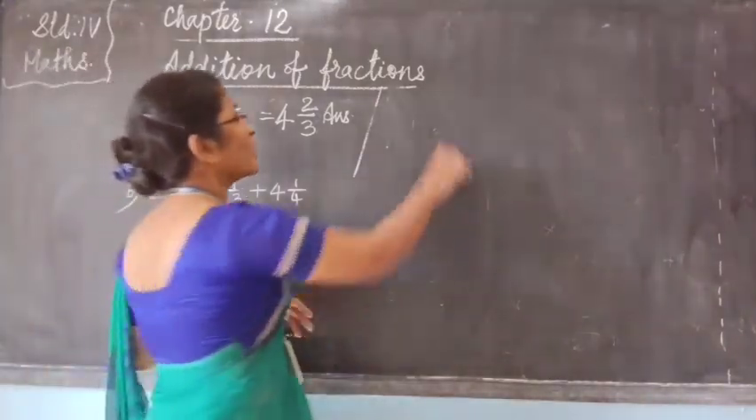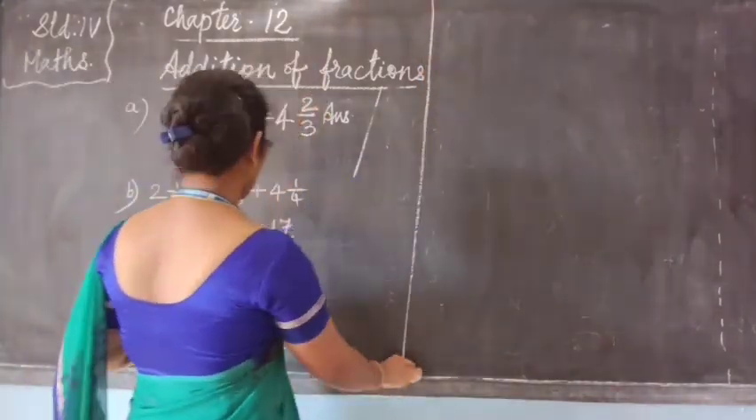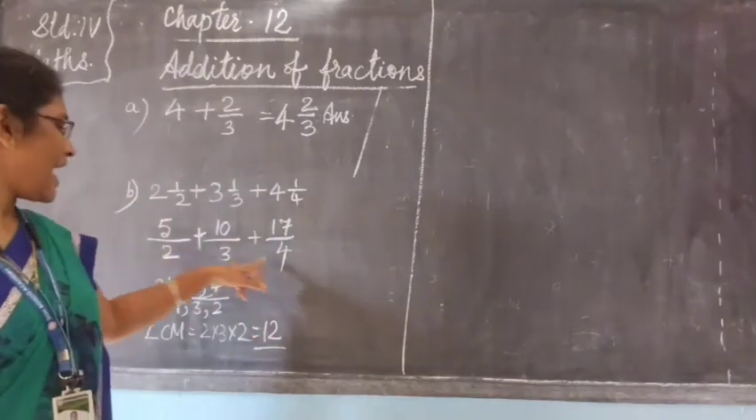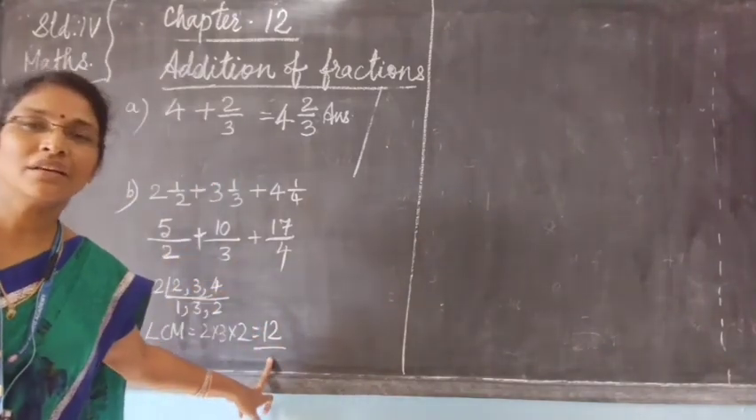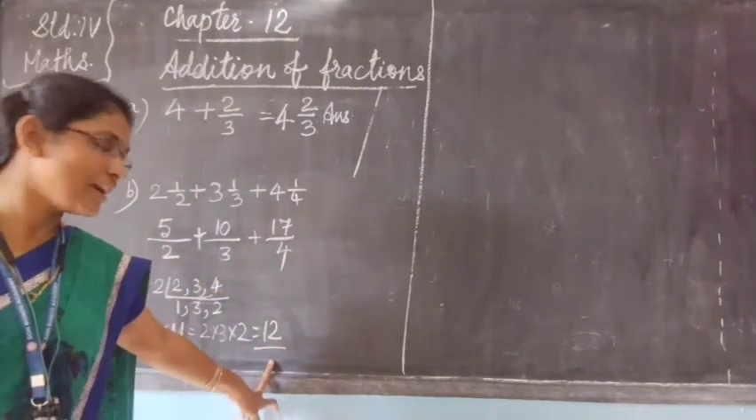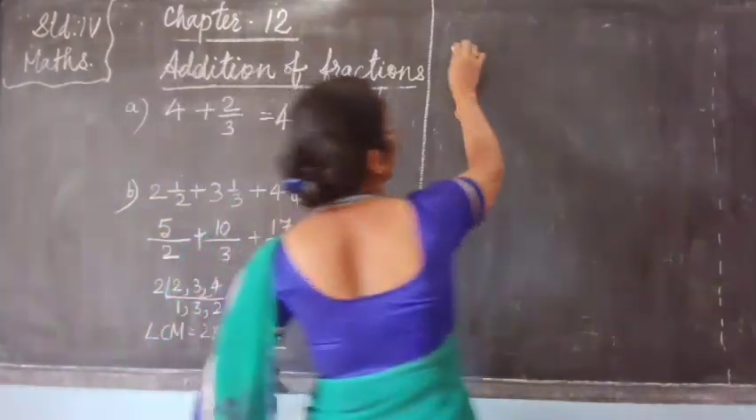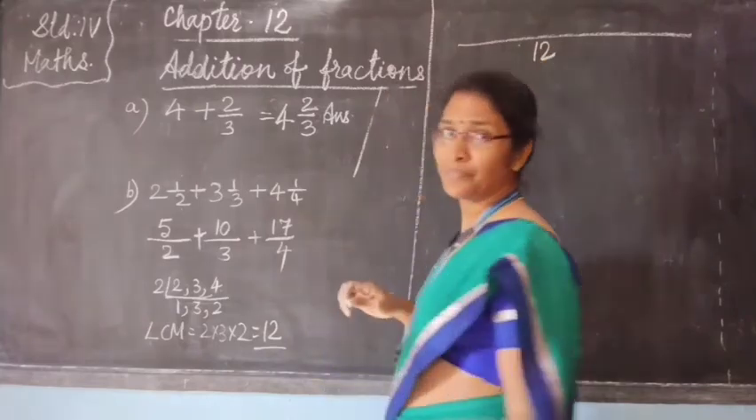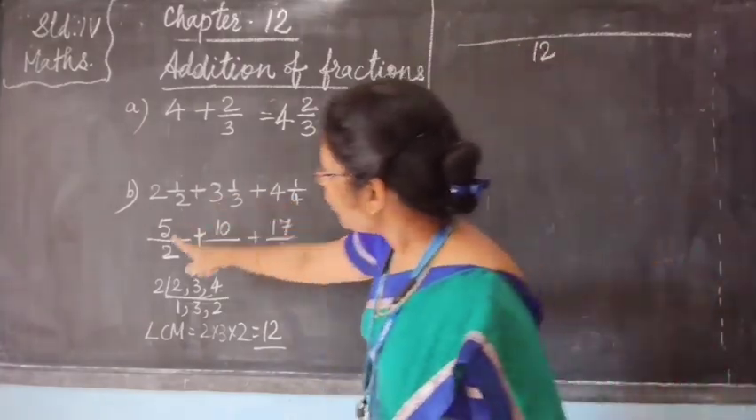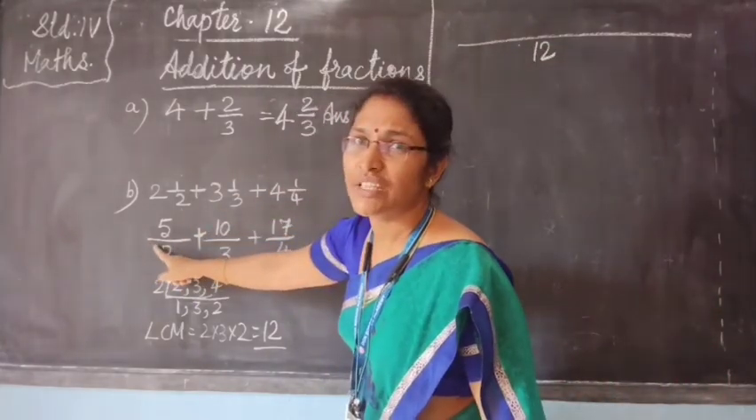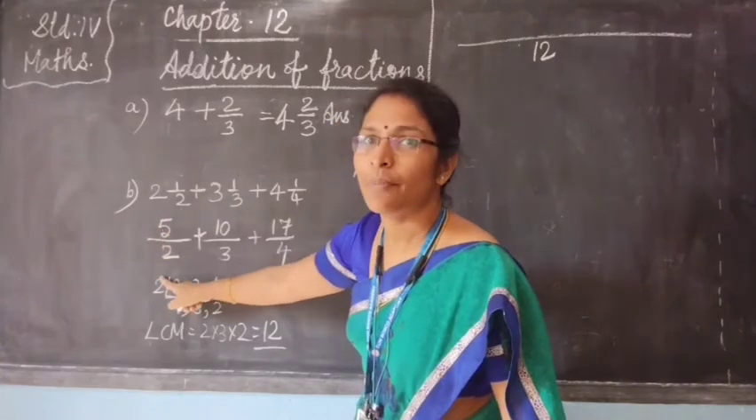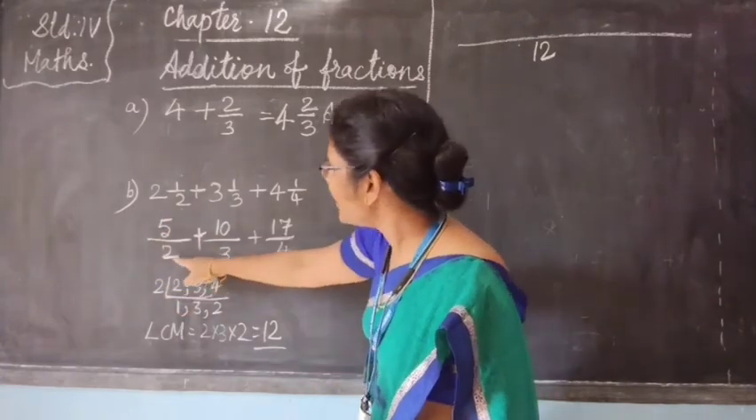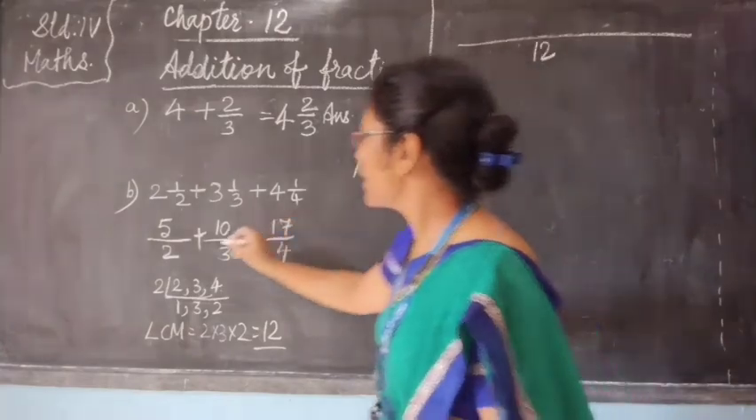Now the next step: we are going to change the given fractions to have the LCM as the denominator. That is what we are doing in this step. We can write 12 as the denominator. Okay. Now here you have to see, after making it into an improper fraction, how many 2s are 12?